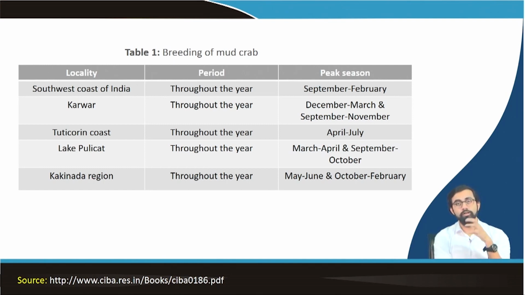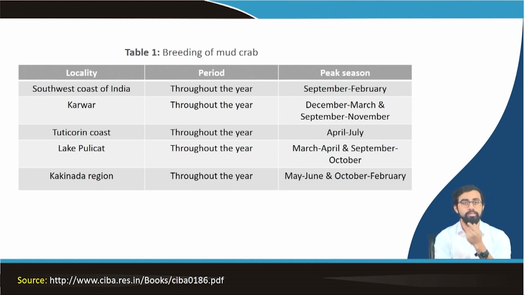If you see the breeding of mud crab in India, locality wise, the period and the peak season: in the southern coast of India, mainly the Kerala region, the peak season is September to February, and you can grow it throughout the year. All over India it is possible to grow them throughout the year, but the peak season is the particular time when production goes very high, and it can be utilized for export purposes as well, because it can fulfill the internal demand and then go to the external market.